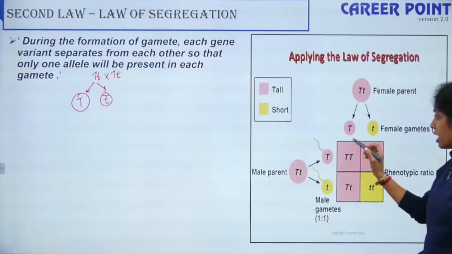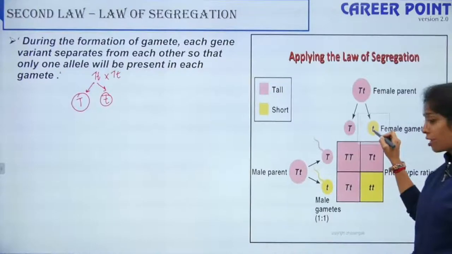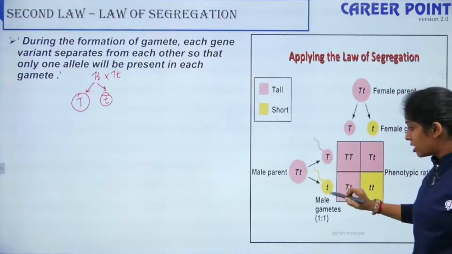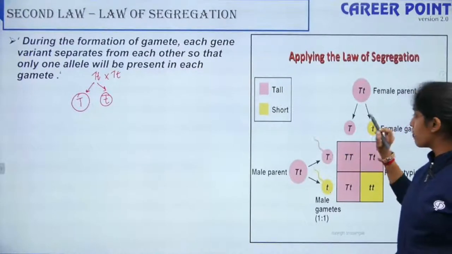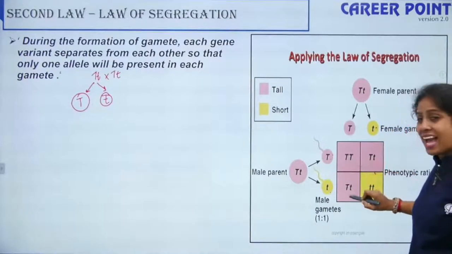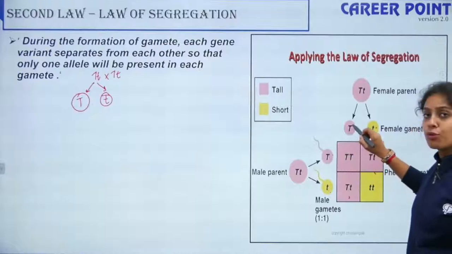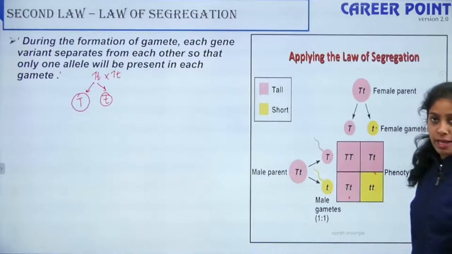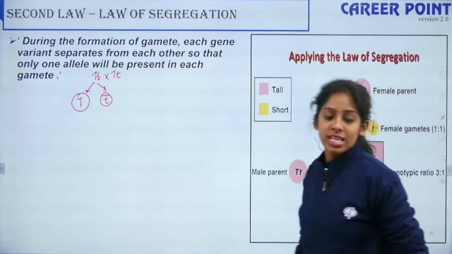So, if you see capital T, small t, this is my gamete, this is my gamete, this is my gamete, this is my gamete. If these two fuse, then I have this offspring. If these two fuse, I have this offspring, right? So, this is the law of segregation.